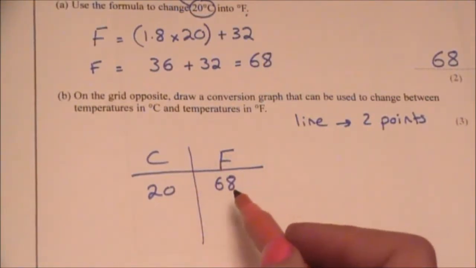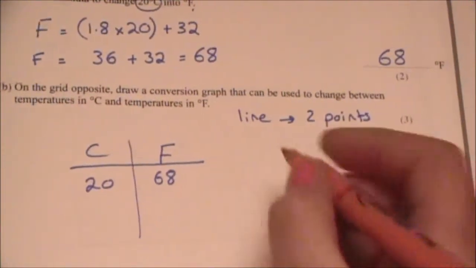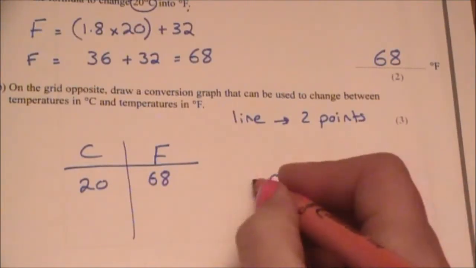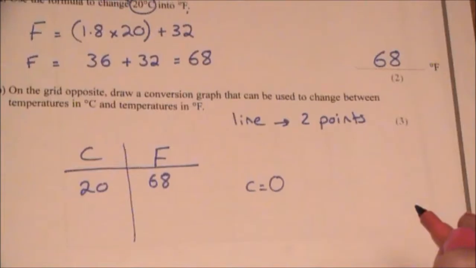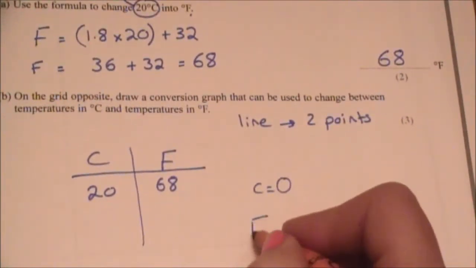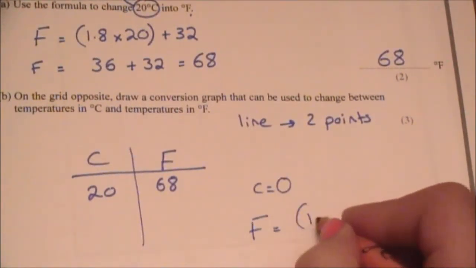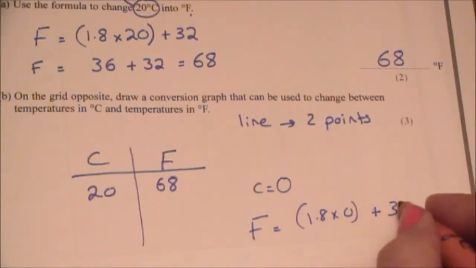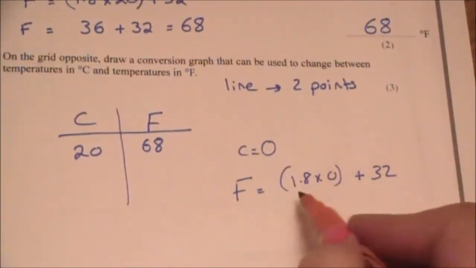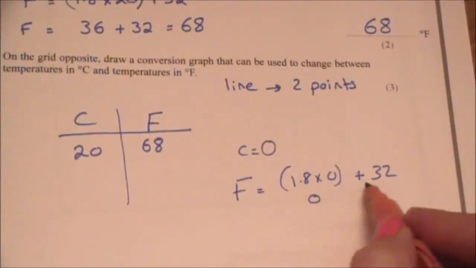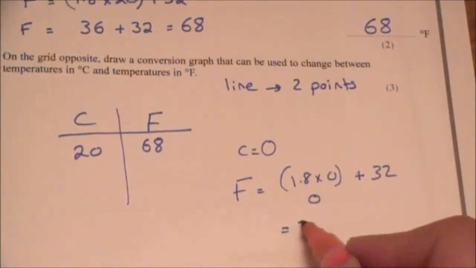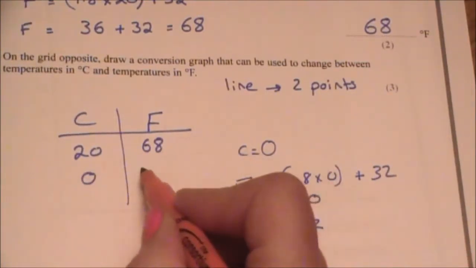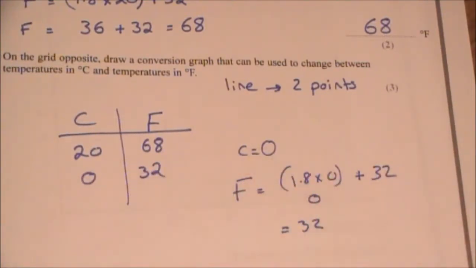Now, I'm going to work out what 0 degrees centigrade is. So when the centigrade is 0, Fahrenheit is going to be 1.8 times 0, add 32. 1.8 times 0 is 0, 0 add 32 equals 32. So I know 0 degrees centigrade is worth 32 degrees Fahrenheit.